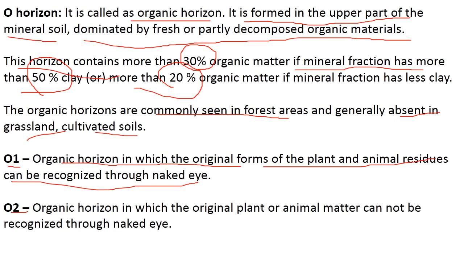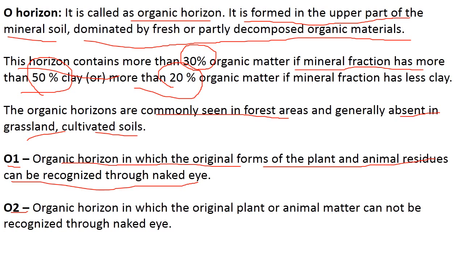Its mineral fraction has less clay. Means this O horizon predominantly has 30% organic matter, 50% clay and 20% of the mineral fraction of the clay. The organic horizons are commonly seen in the forest areas and generally absent in grassland and cultivated soil. This type of composition of horizons is observed in the organic material which is evidently found in the forest, but is less observed in the grassland and cultivated soil.